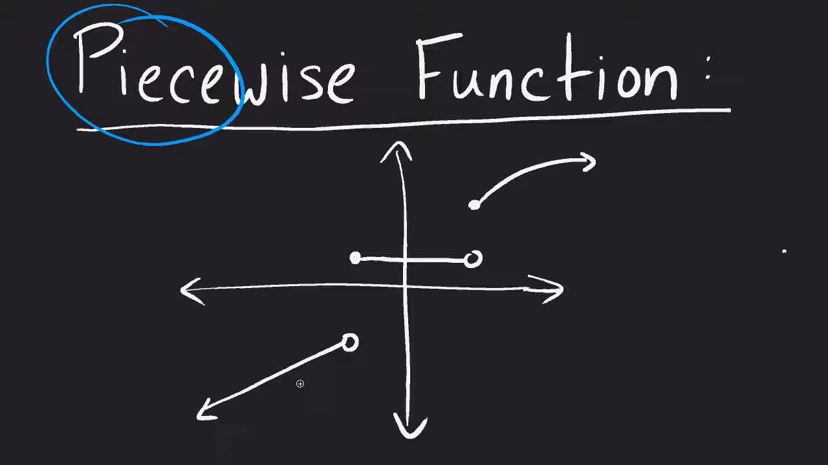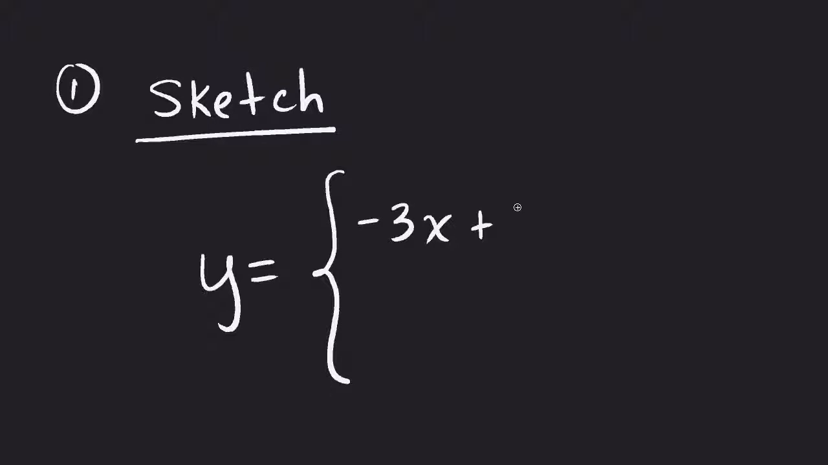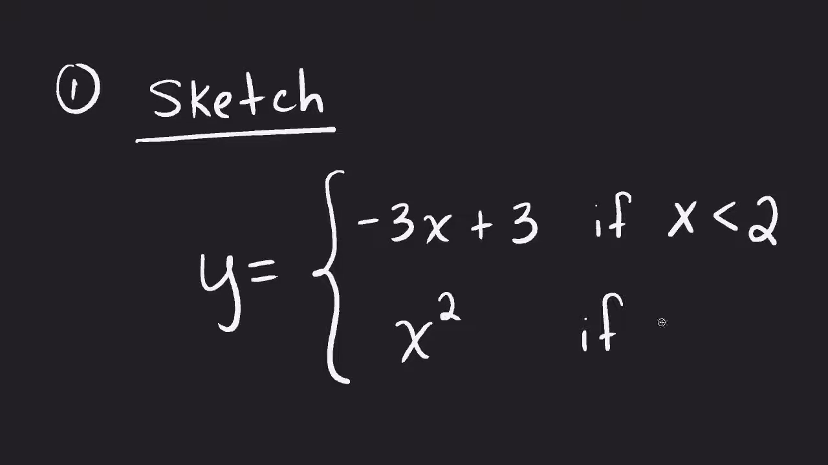So what we're going to look at is an example of what that would look like. I'm going to give you a set of equations, and we're going to see if we can sketch this out. So here's our piecewise. y is equal to, and we're looking at a set of 2 equations: negative 3x plus 3 if x is less than 2, or x squared if x is greater than or equal to 2.